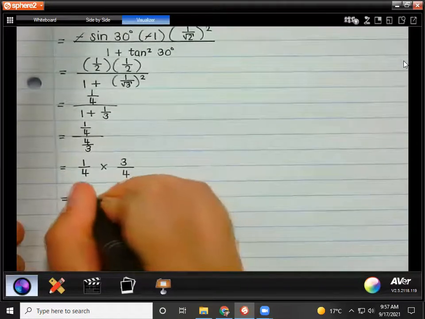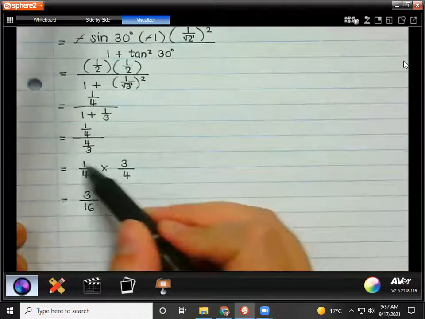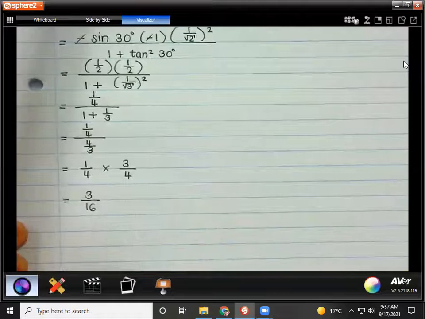What is my answer? 3 over 16. So you multiply your numerators and then you multiply your denominators.